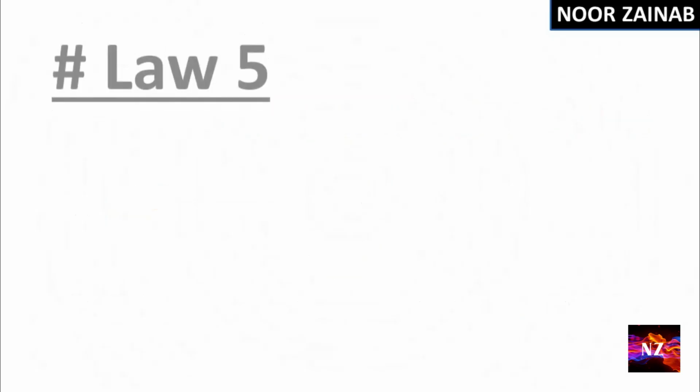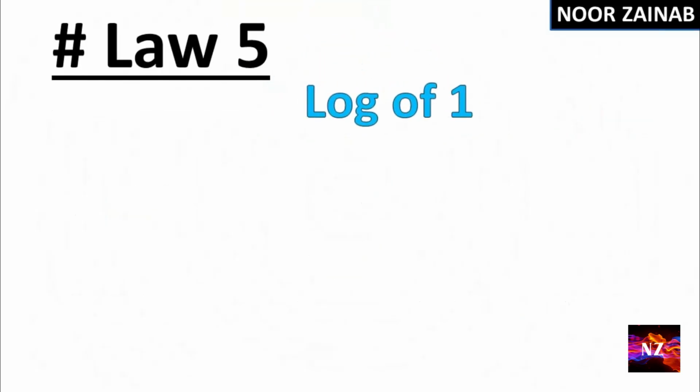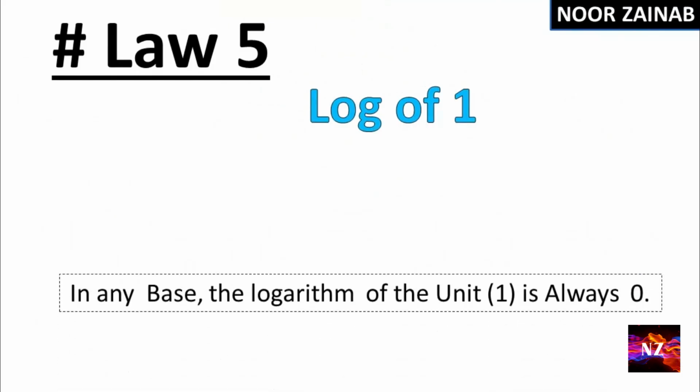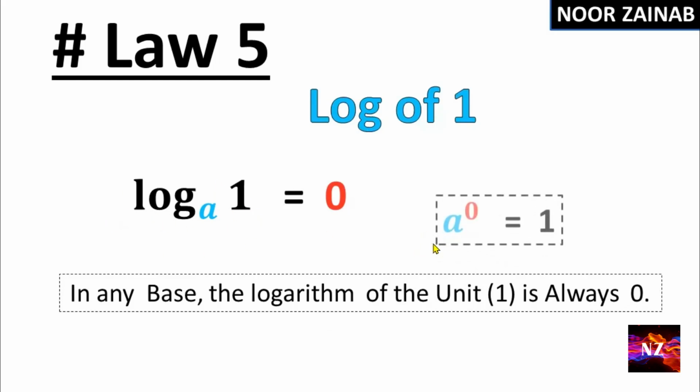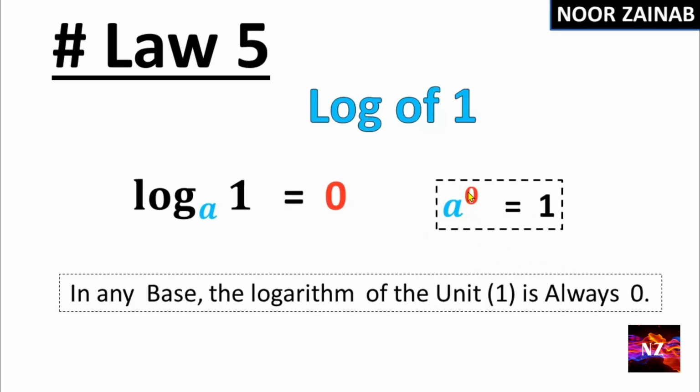So now let's discuss the next rule, which is the log of 1. Whatever base you take, whether it is 10 or the natural number, the log of 1, which is also known as unity, is always 0. So here the base is a and we're taking log of 1 and its answer is always 0. This is because any number which is raised to power 0 always equals 1.